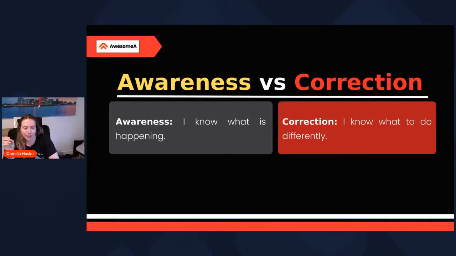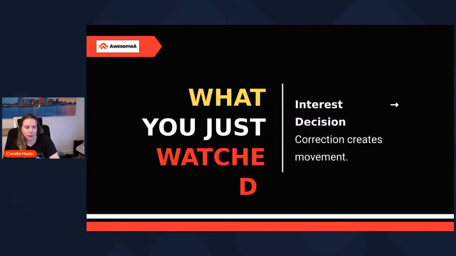I know what is happening. I know what to do differently. That's the correction. Awareness is: I know what is happening. Correction is: I know what to do differently, and I will do it.